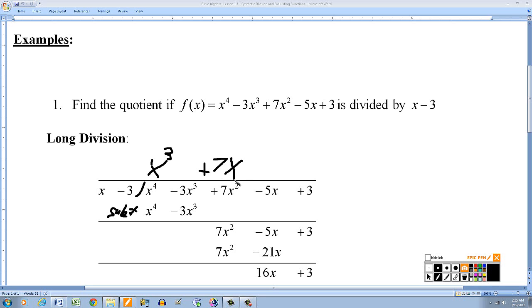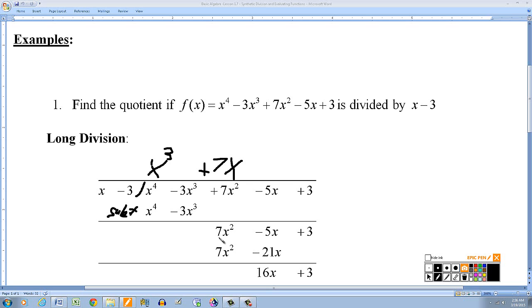And then now this partial quotient, if you want, multiplies the divisor, the x minus 3. So 7x times x is 7x squared. I bring it down below the first term here. 7x times the minus 3 is minus 21x. Okay, and then here we subtract again.